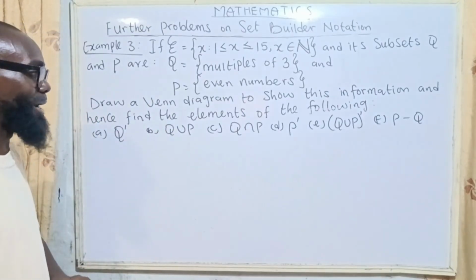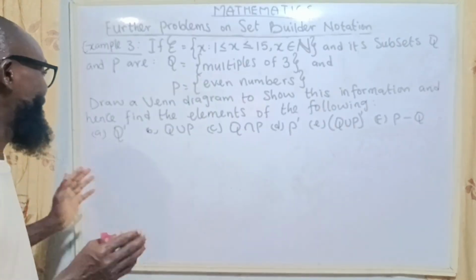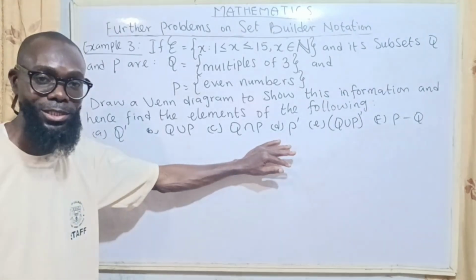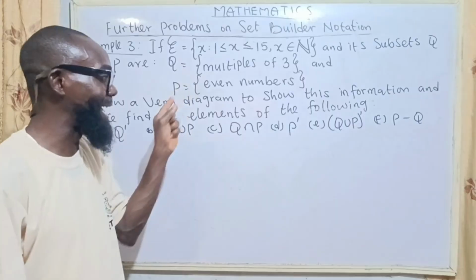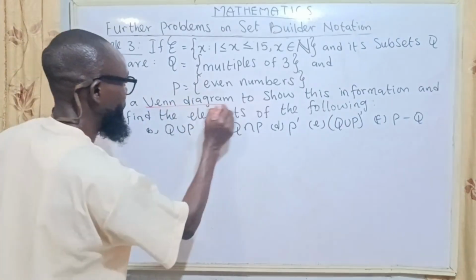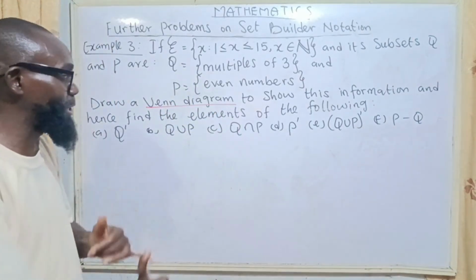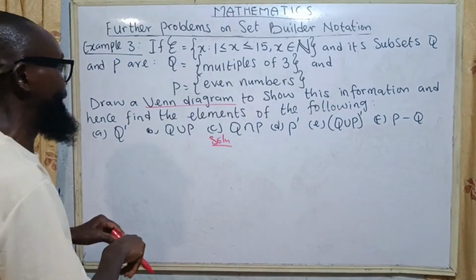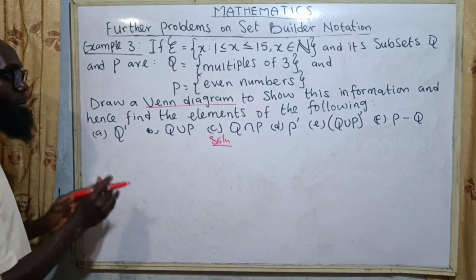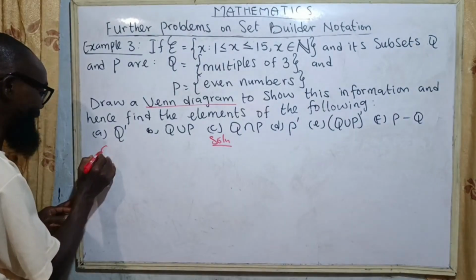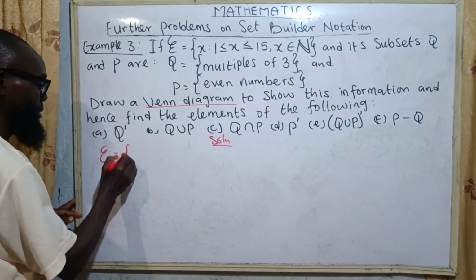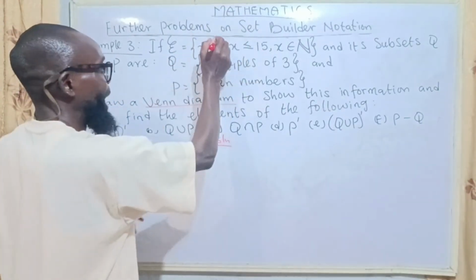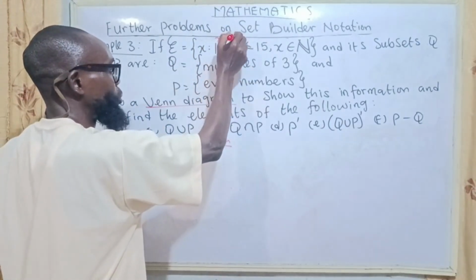Draw a Venn diagram to show this information and hence find the elements of the following. The following, we have to look for it. But before we can show the Venn diagram, you must find the elements of Q and P. Let's find the elements of Q. Okay, before then, let's look for our universal set. 1 is less than or equal to x. When you turn this one around, we have x is greater than or equal to 1.